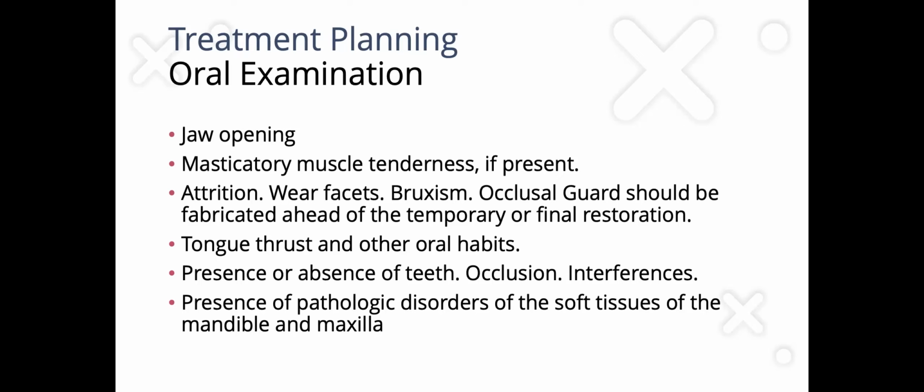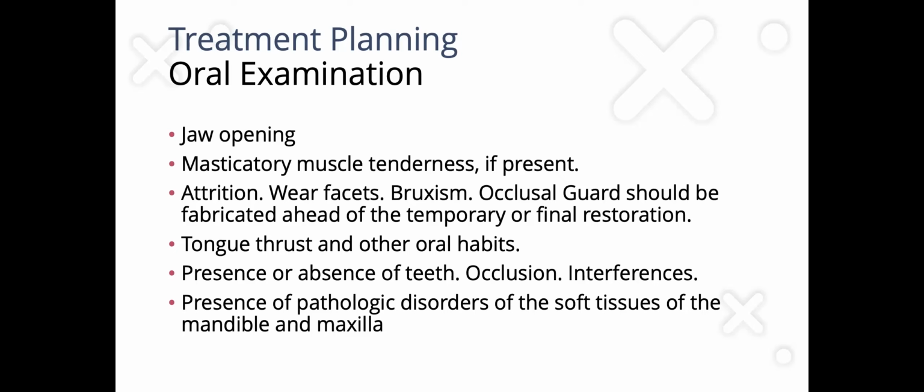Masticatory muscle tenderness, if present, check for that. Attrition, wear facets, bruxism: occlusal guards should be fabricated ahead of the temporary or final restoration. That will give them the opportunity to use it and get familiar with it. These are signs that the patient has tremendous force on their teeth. If they're going to have tremendous force on their teeth, they're going to have tremendous force on the implant that you provide for them.